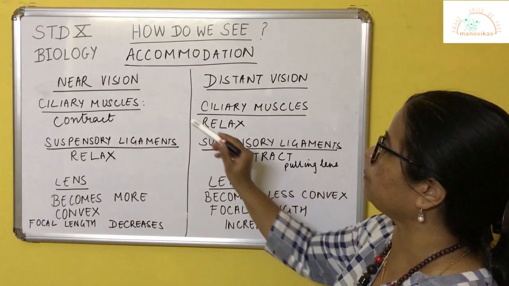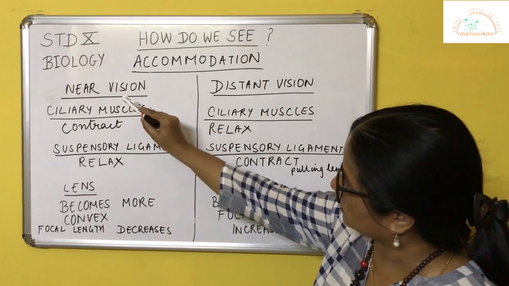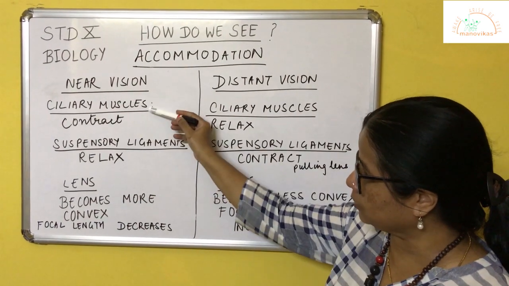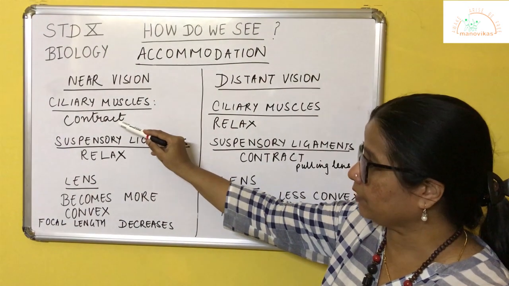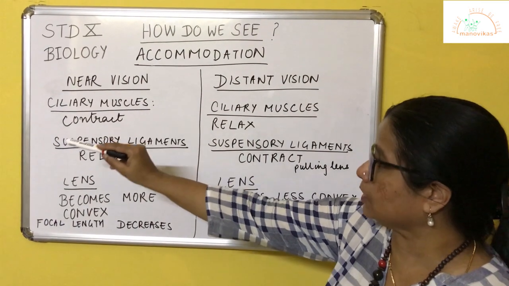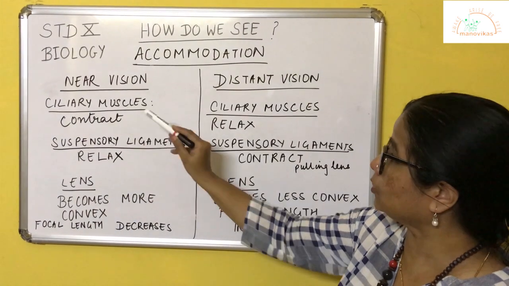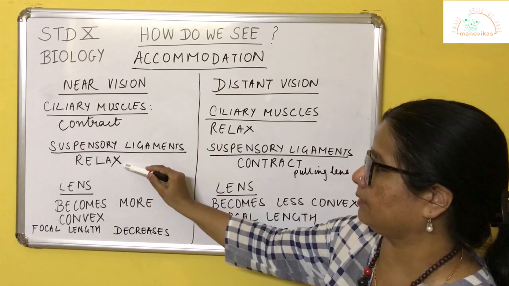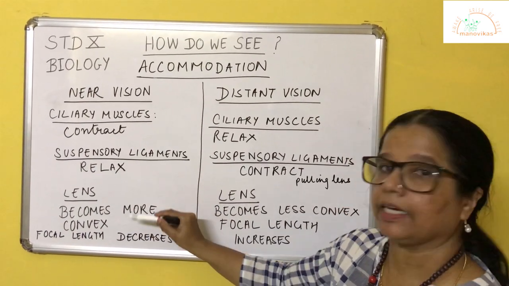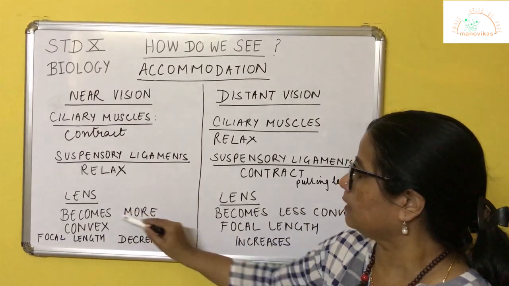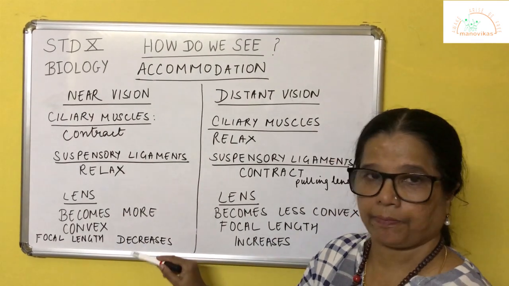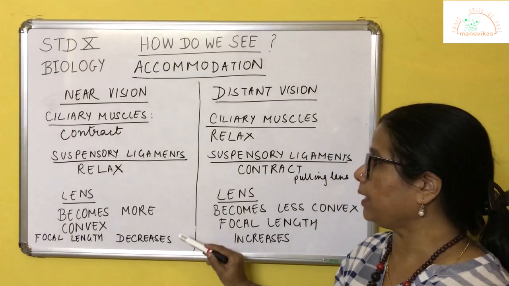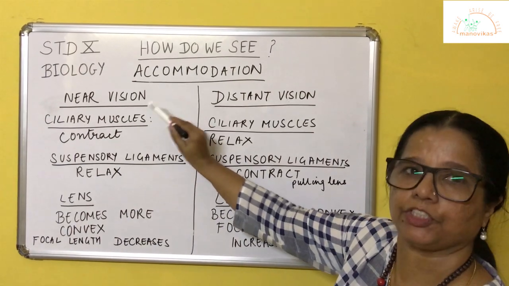Now let us see what happens when we are using the near vision or the distant vision. See in the near vision what's happening to the ciliary muscles. They are contracting. When they contract, they push the ciliary processes forward towards the lens. So what happens? The suspensory ligaments at that time relax. What happens to the lens? Because the suspensory ligaments have relaxed, the lens becomes thick, it becomes convex. Once it becomes thick and convex, the focal length of the lens decreases, thereby ensuring clear near vision.